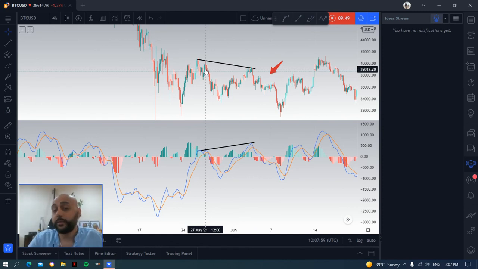And that's everything you need to know about the MACD. It's quite simple, it's quite easy to understand, and that's it.